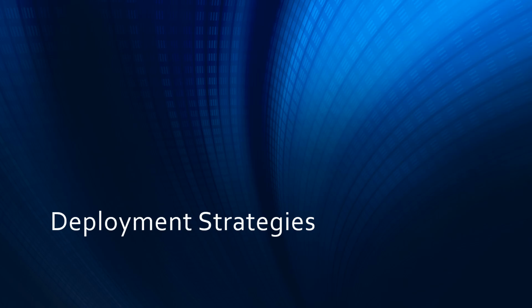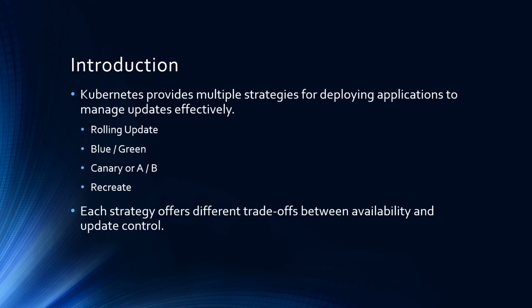Let's dive into the world of Kubernetes deployment strategies. In modern DevOps practices, how we deploy applications is just as important as the applications themselves. Kubernetes offers us multiple sophisticated strategies for deploying applications, each designed to address specific needs and scenarios. Today, we'll explore four main strategies: rolling update, blue/green deployment, canary deployment, and the recreate strategy. Each of these approaches offers different trade-offs between availability and update control, and understanding these trade-offs is crucial for making informed decisions in your deployment process.